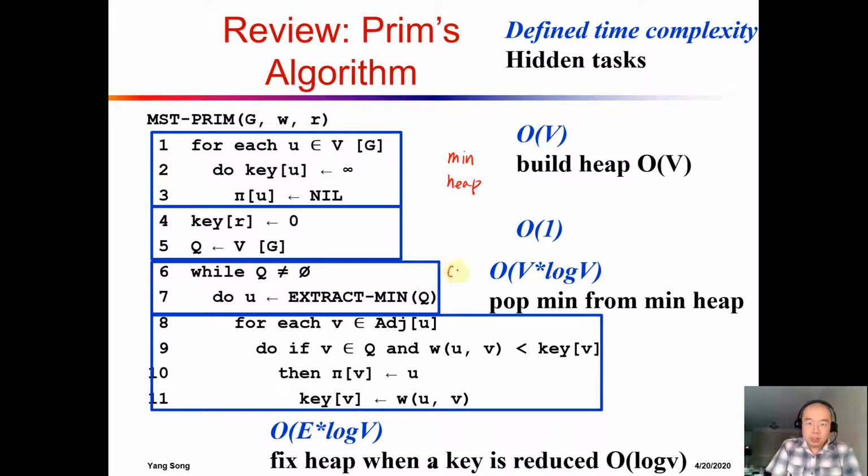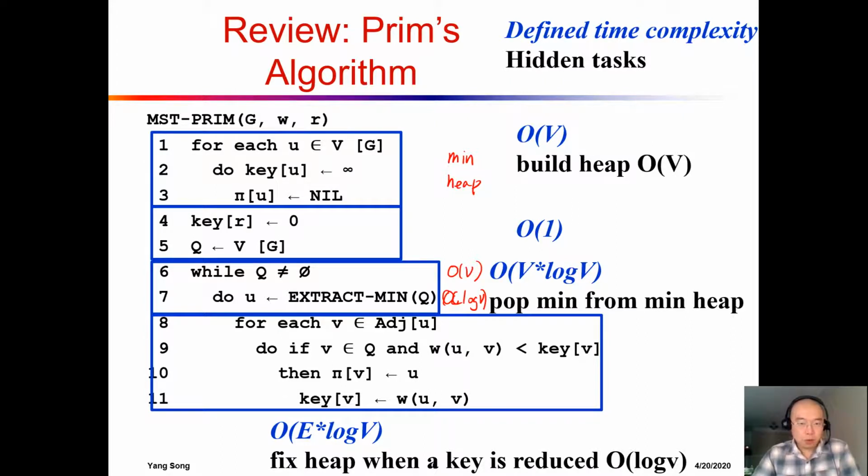Okay, so that is for this iteration. This iteration itself is O(V). However, for the extract min, that is O(log V). Since we are doing a min heap, there is a hidden cost, a hidden task, which is to fix up the heap again, so that is log V. So for the third box, that is O(V log V).